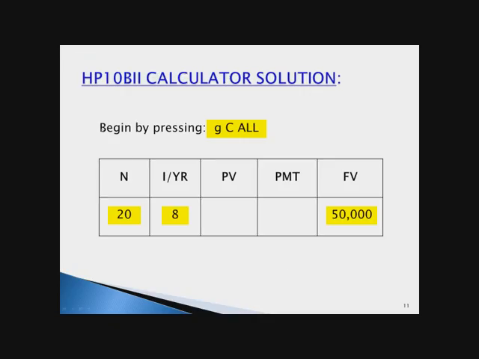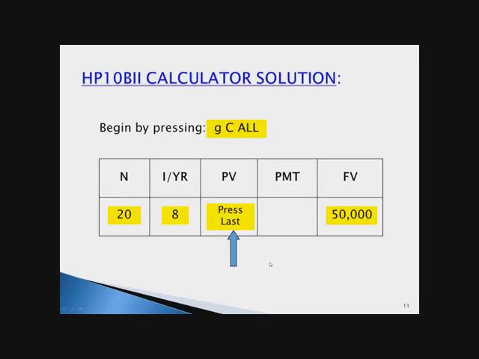On the calculator, again, we begin by pressing gold clear all to zero out those keys across the top there. We would press 20, then N, 8, again, put it in as a percentage, not as a decimal when you do the calculator solution, I per year, press 50,000 and enter it as a future value. Again, you can do those three in any order, and then last, you want to press the present value key. And you'll get a negative answer.